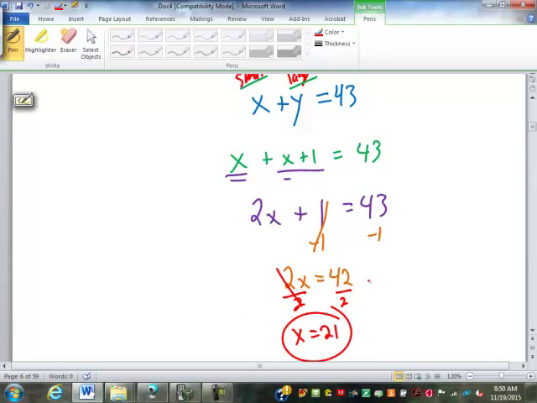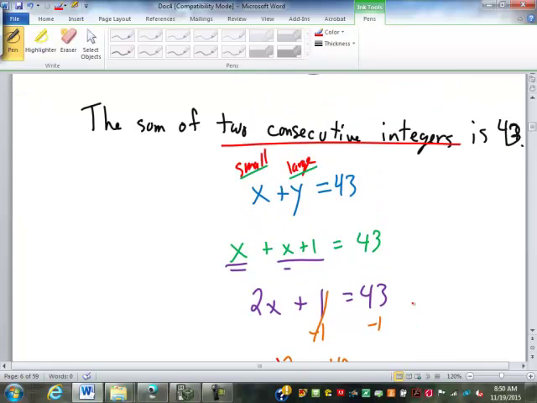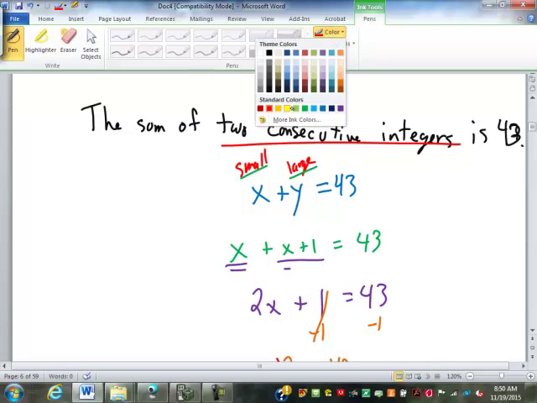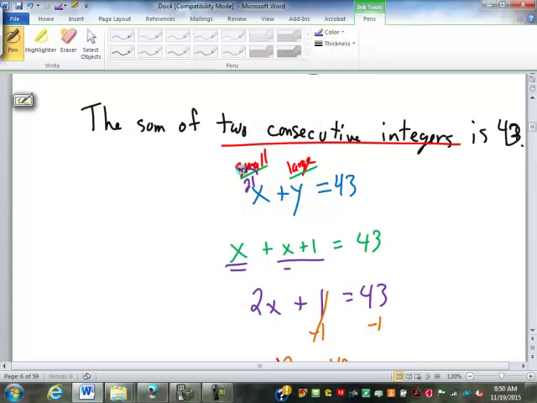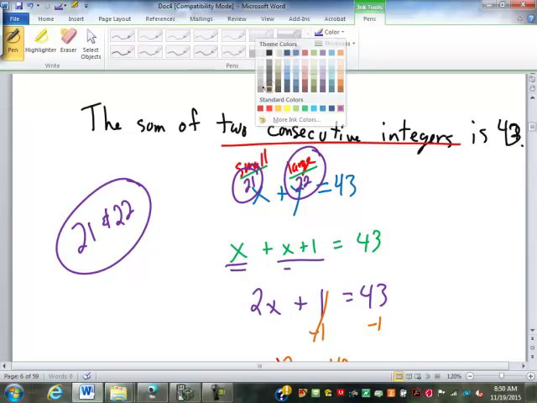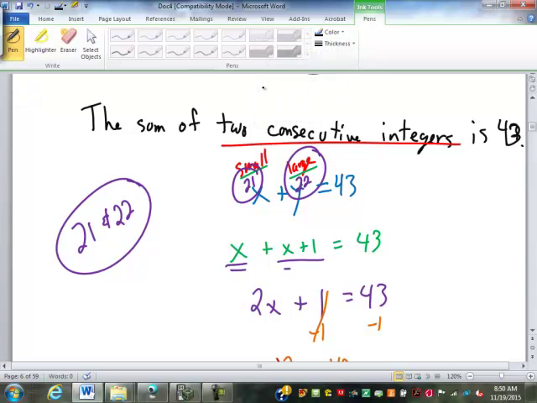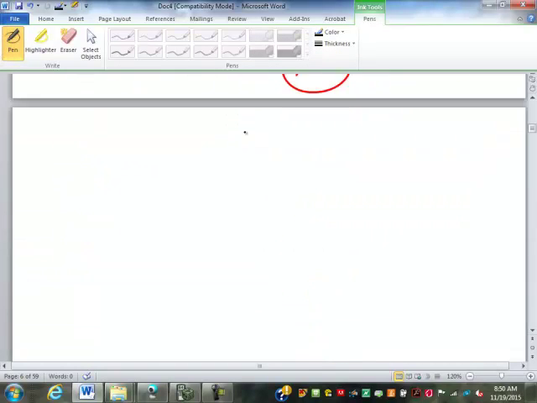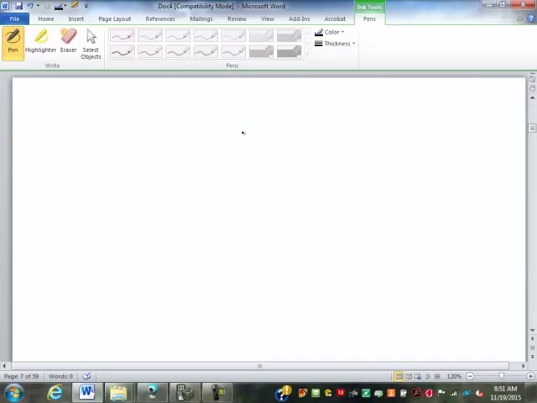Now, I'm not done. I didn't write it down, but I'd asked, what are the 2 numbers? Well, x is 21. That's the smaller one. The larger one is x plus 1, or 22. So the 2 numbers are 21 and 22. Let's look at a slightly more difficult version, or slightly more applicable version, rather than just a number sentence like that.